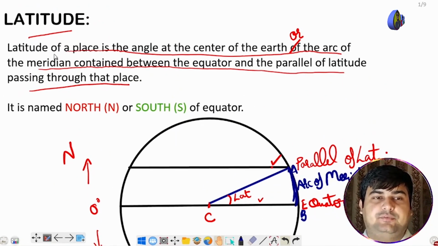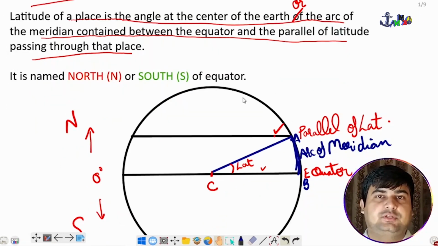So again, we will read the definition. Latitude of a place is the angle at the center of the earth, or the arc of the meridian contained between the equator and the parallel of latitude. So once you draw the diagram, you can write the definition by your own. So this is only the definition of the latitude.